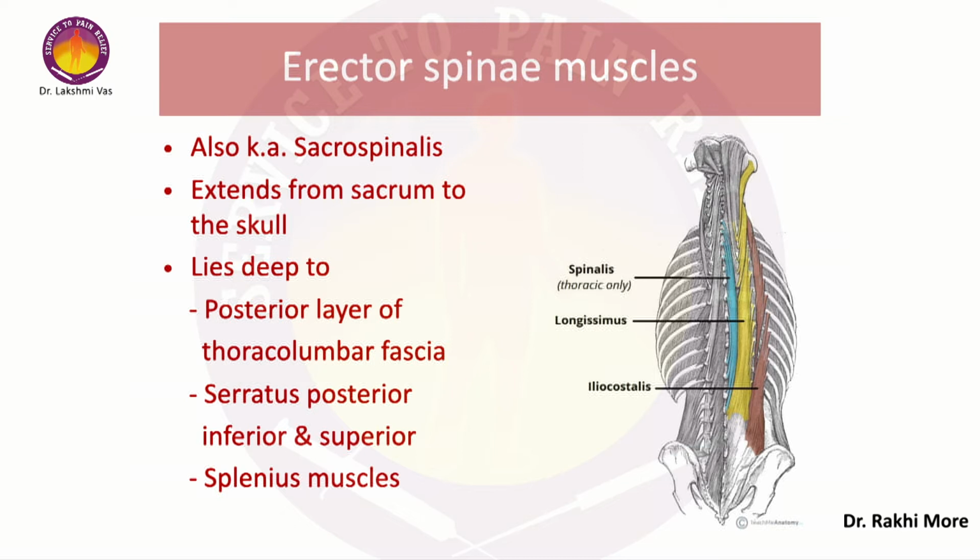It lies deep to the posterior layer of the thoracolumbar fascia, the serratus posterior, inferior and the superior, and the splenius muscles. So these are the layers which are superficial to the erector spinae muscle. We see again it is extending right from the sacrum to the skull. It is also known as the sacrospinalis and lies deep to the posterior layer of the thoracolumbar fascia, serratus posterior, inferior and superior, and the splenius muscles, which we have already seen.